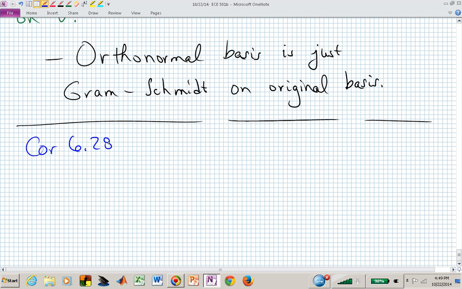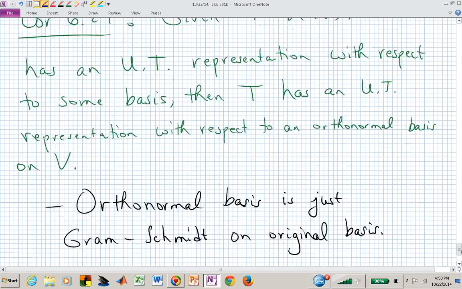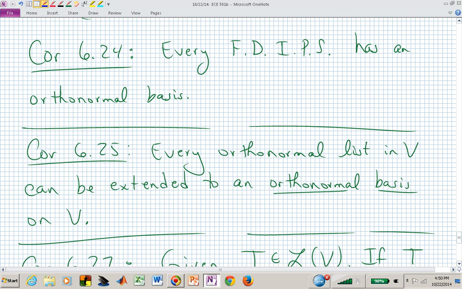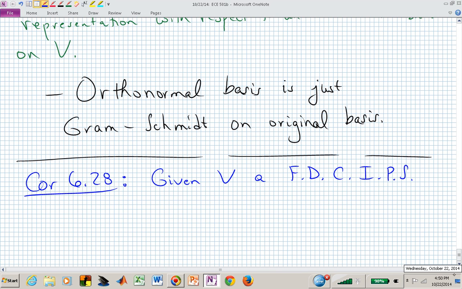Corollary 28. Given V, a finite dimensional complex inner product space, here the only thing we've added in from before is the C, and that's just complex. So we now have a finite dimensional complex inner product space, and that's easier to play with, we've learned.